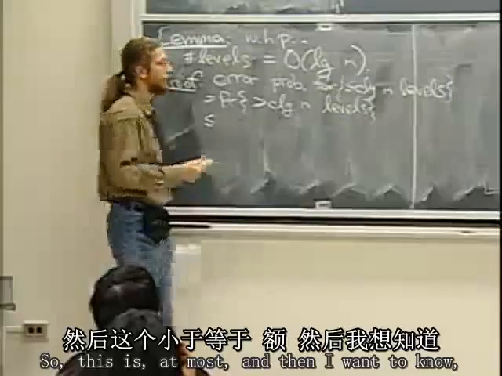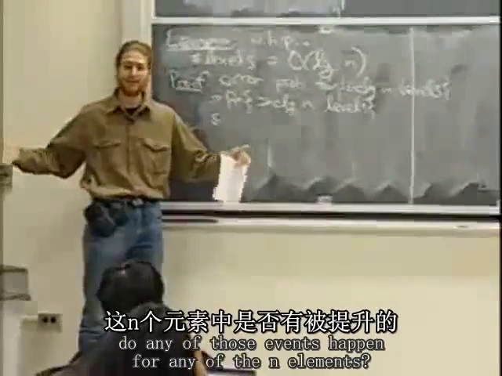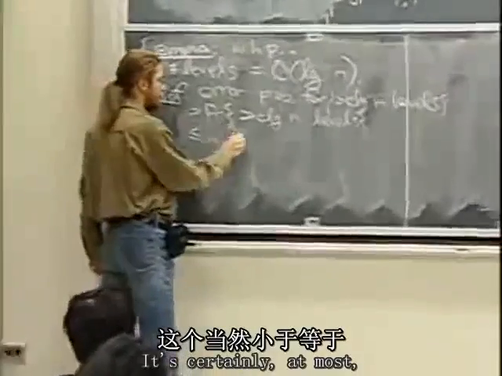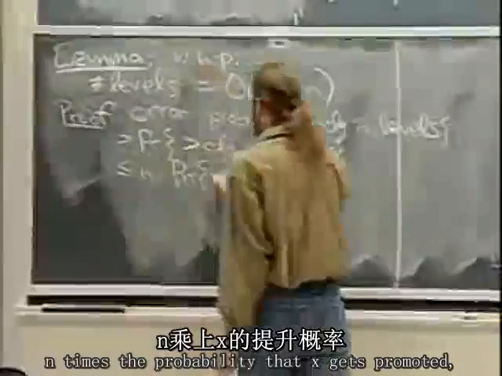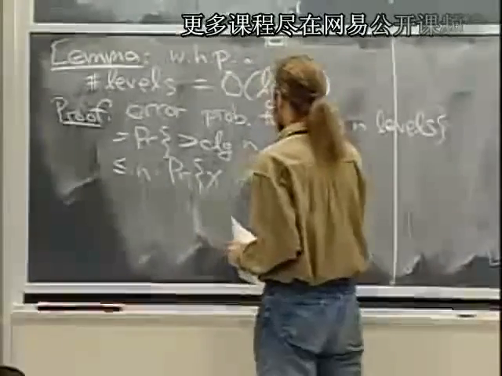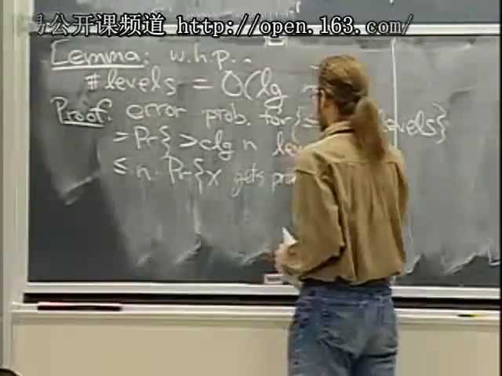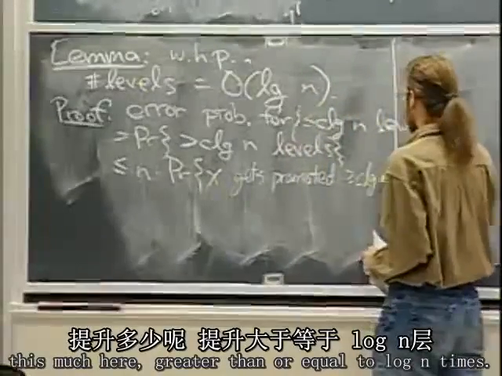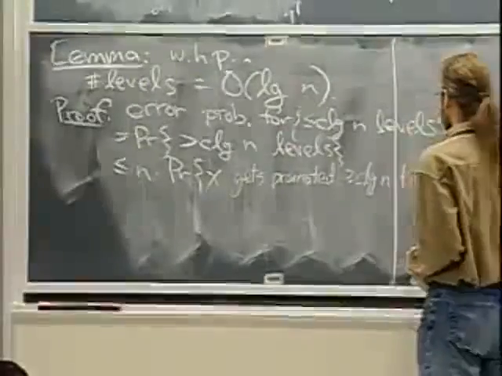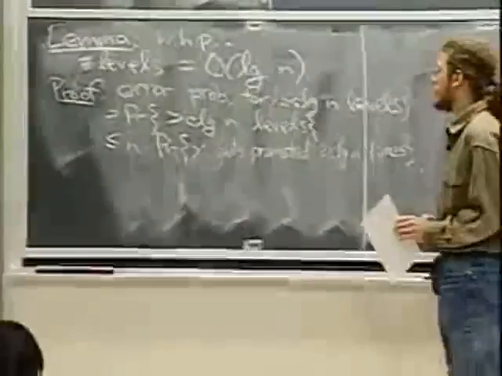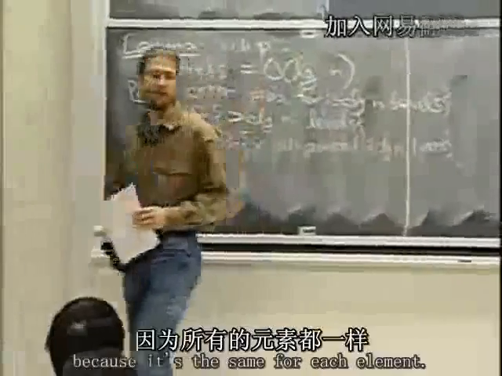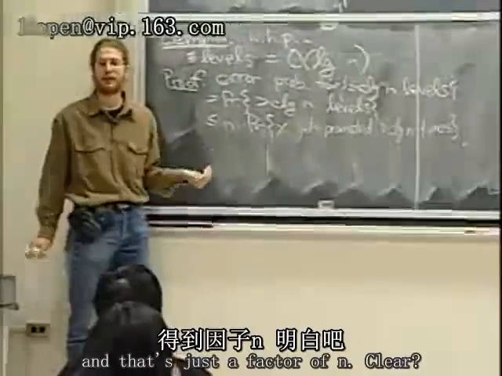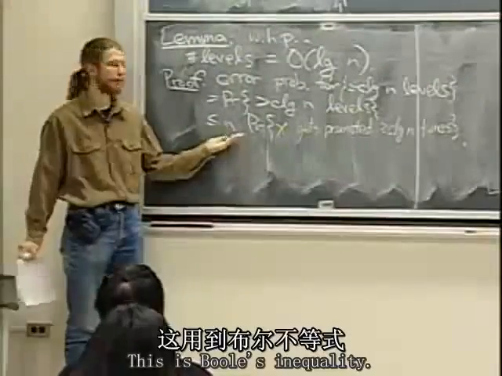And then, I want to know, do any of those events happen for any of the n elements? So I just multiply by n. Certainly at most n times the probability that x gets promoted greater than or equal to C log n times, if I pick any element x, because it's the same for each element, they're done independently. All right, so I'm just summing over x here, and that's just a factor of n. Clear? This is Boole's inequality.